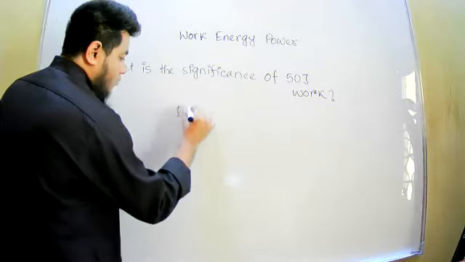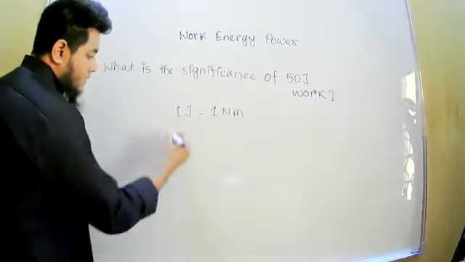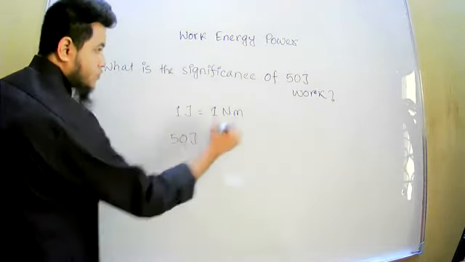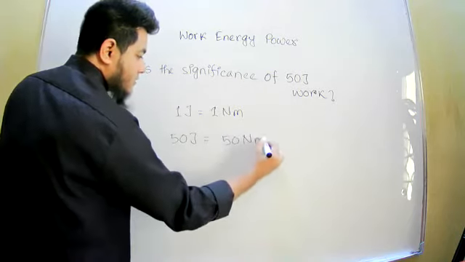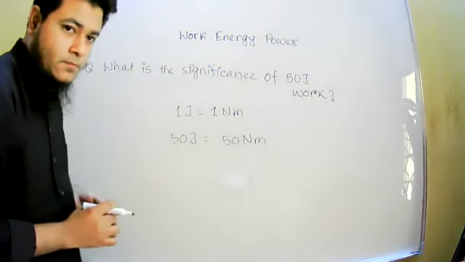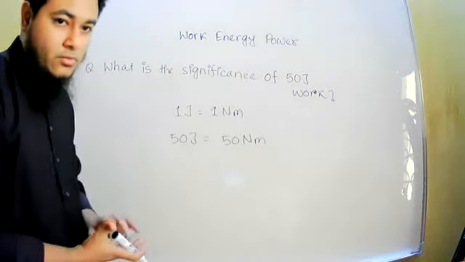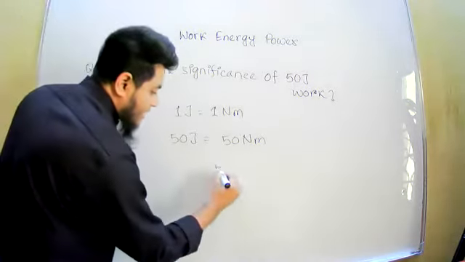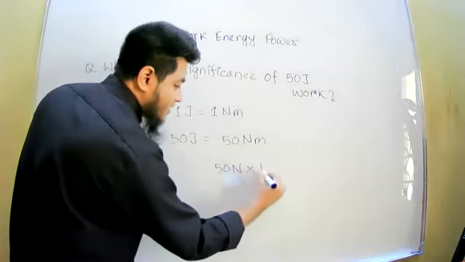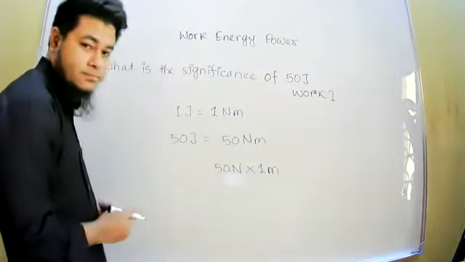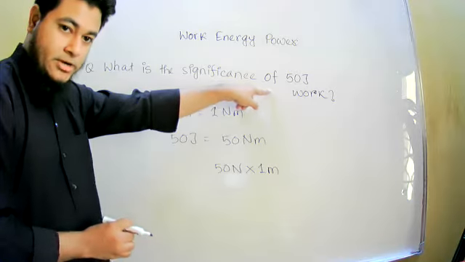We know that 1 joule is equal to 1 newton meter. So if I'm writing 50 joule, it should be equal to 50 newton meter. Correct or not? Yes, correct. 50 newton meter can be achieved in so many different ways. Like if I apply a force of 50 newton on a body and the displacement that is caused is 1 meter, then I can say that I have done 50 joule of work, right?